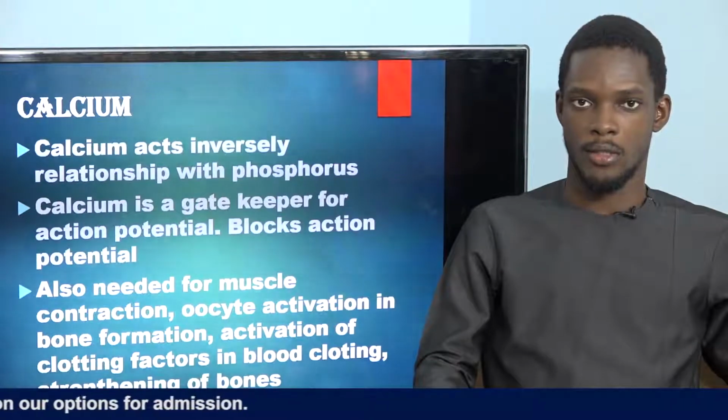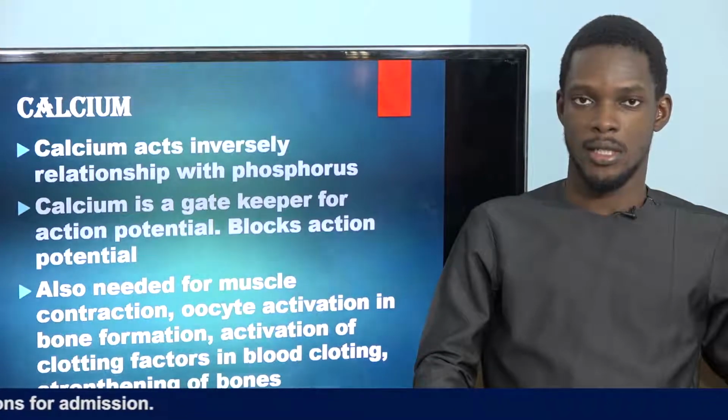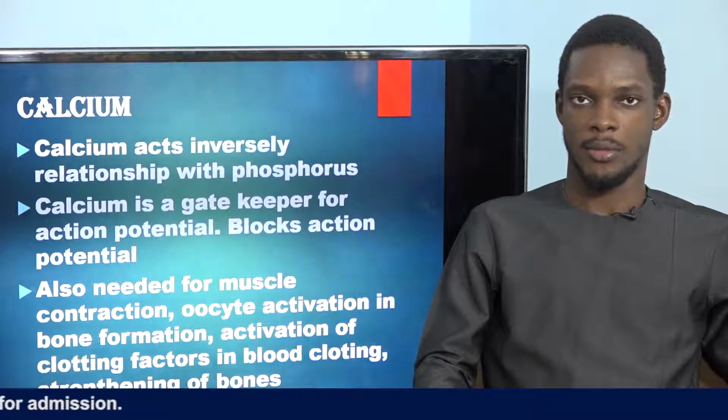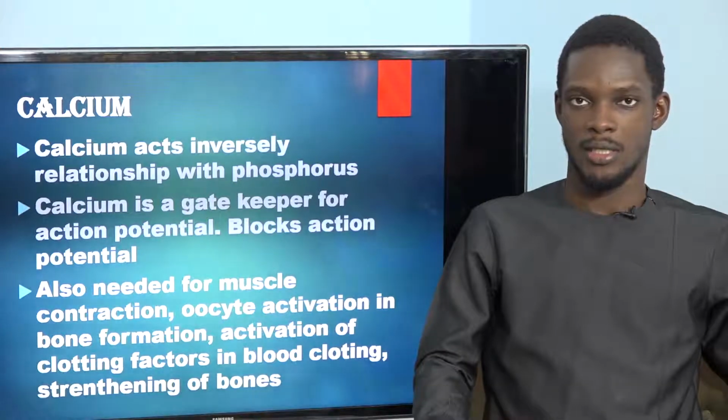Calcium. Calcium acts inversely with phosphorus, saying this to mean that whenever there's a high amount of calcium in the blood, there's a low amount of phosphorus in the blood. And whenever there's a high amount of phosphorus in the blood, there's a low amount of calcium in the blood. And hence, the signs and symptoms, you would see that they relate one way or another, or they go together because of their inverse relationship.